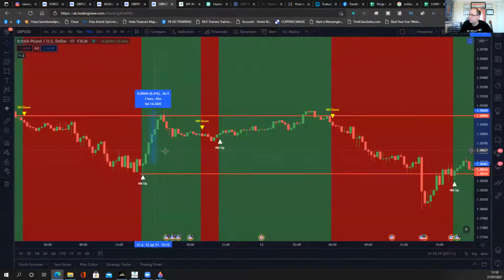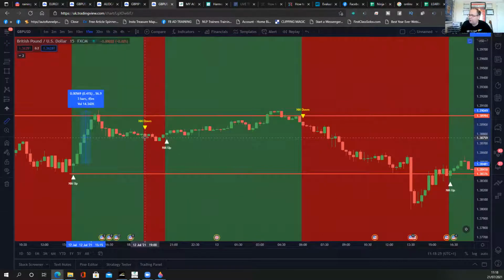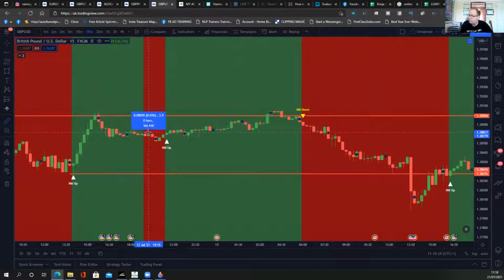I know this is the maximum, right? But bear with me. I know that is the maximum. This one here, we've got a ninja down. It's 7 o'clock in the evening. I probably would have traded it, I guess. Got a little bit of drawdown, minus 3.9. Price came down 6, came back up. We got a ninja up there.